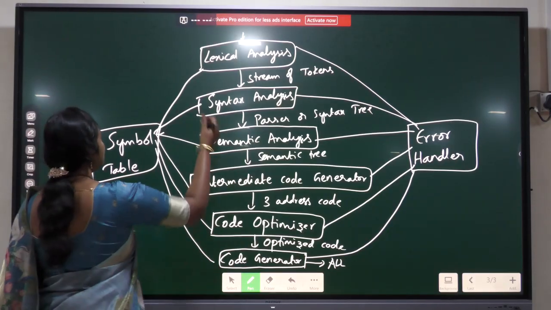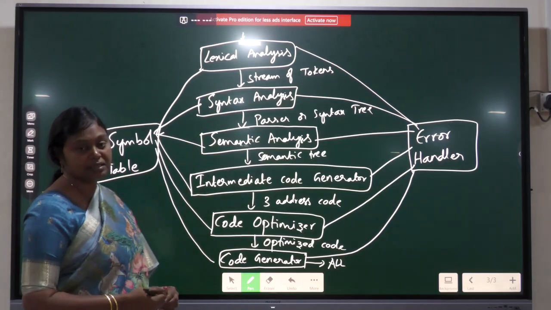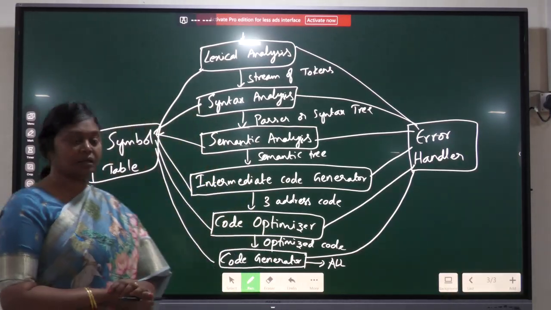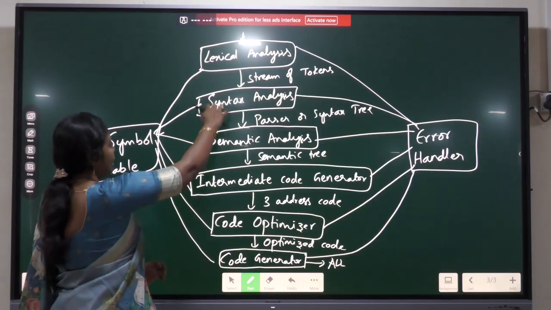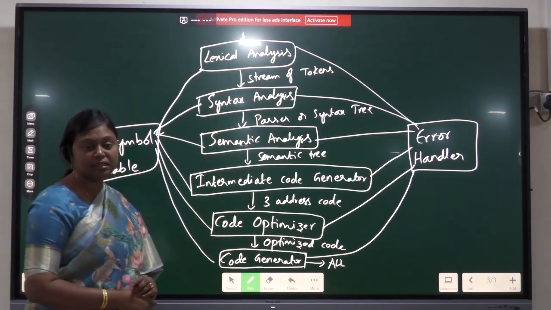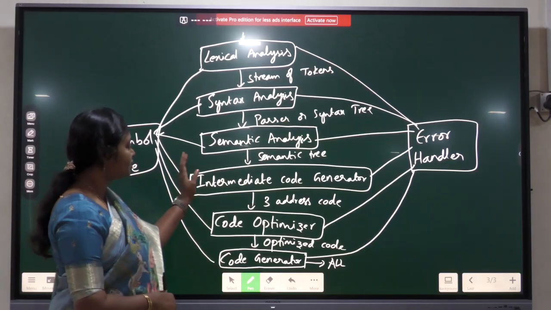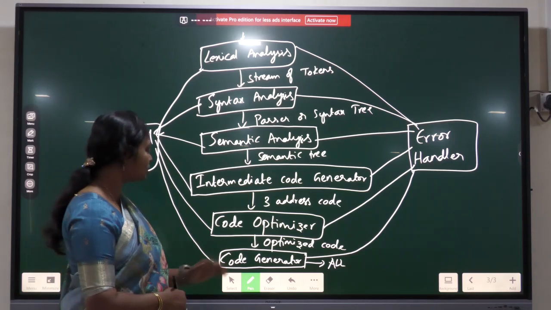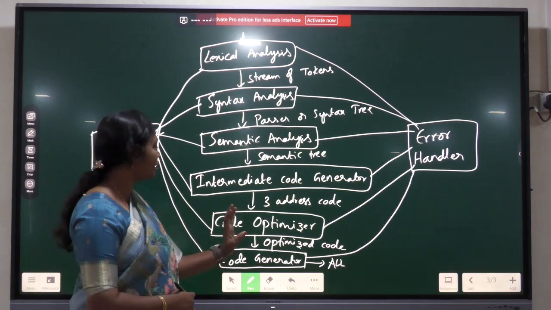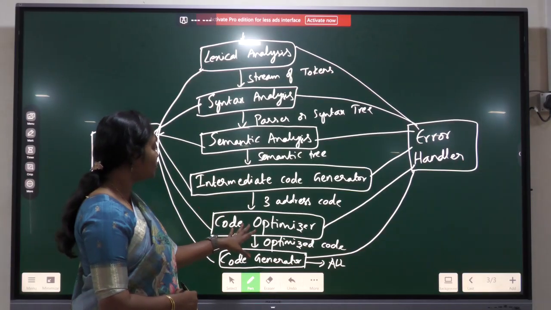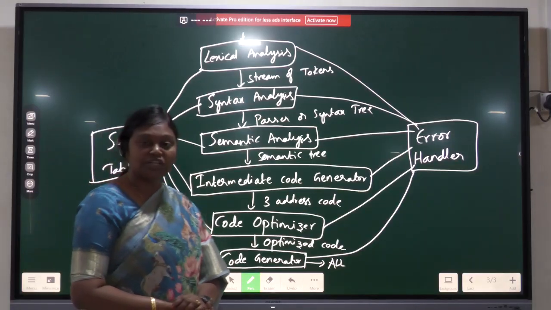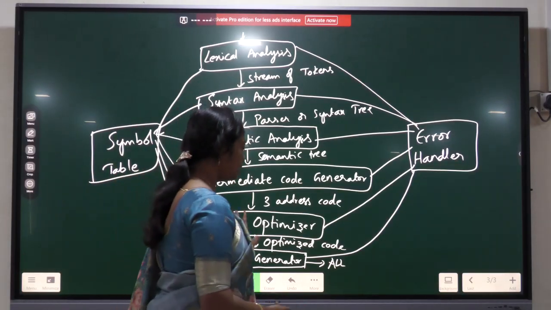Okay, the first three phases will be called the analysis phase, and the last three phases will be called the synthesis phase. So this part is the analysis phase and this part is the synthesis phase. These are the main 6 phases of the compiler, and in some books there are 7 phases, where the code optimizer comes before the intermediate code generator, one machine dependent and one machine independent, but that doesn't matter.